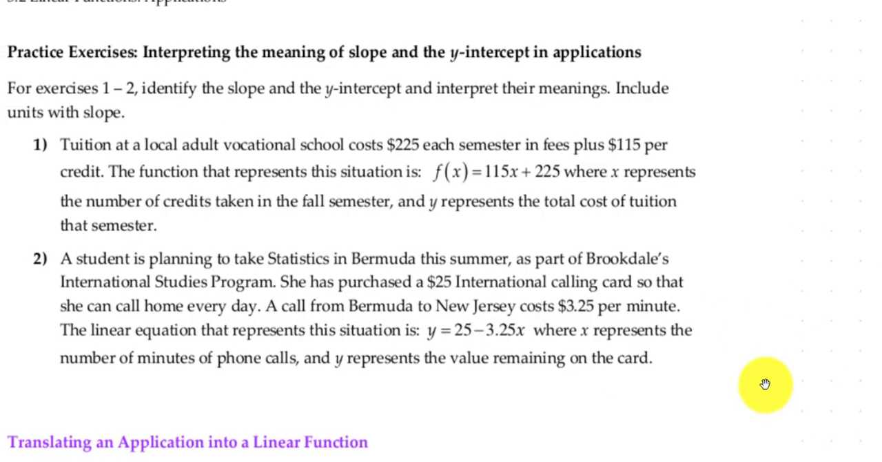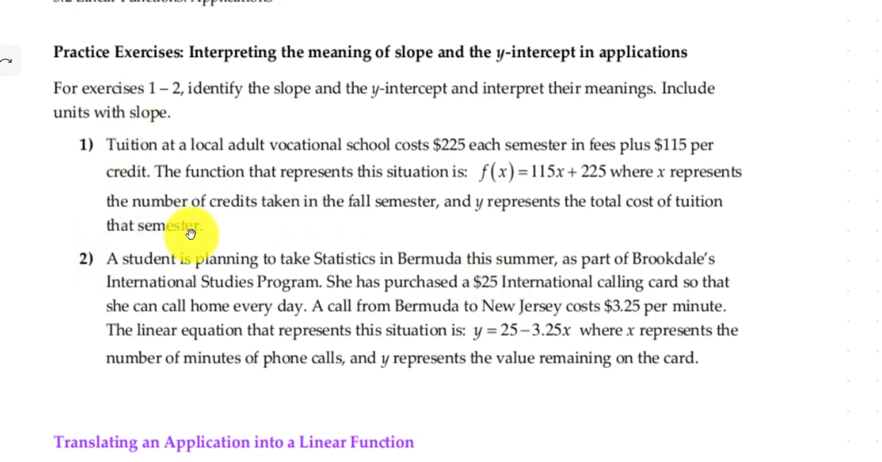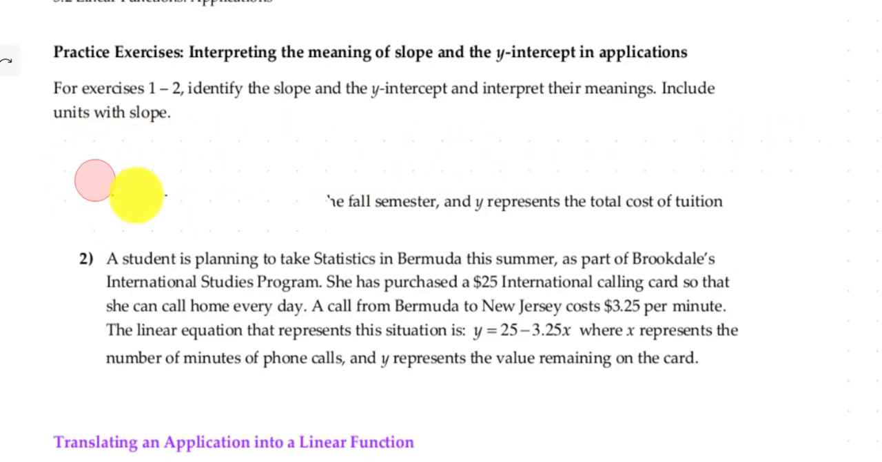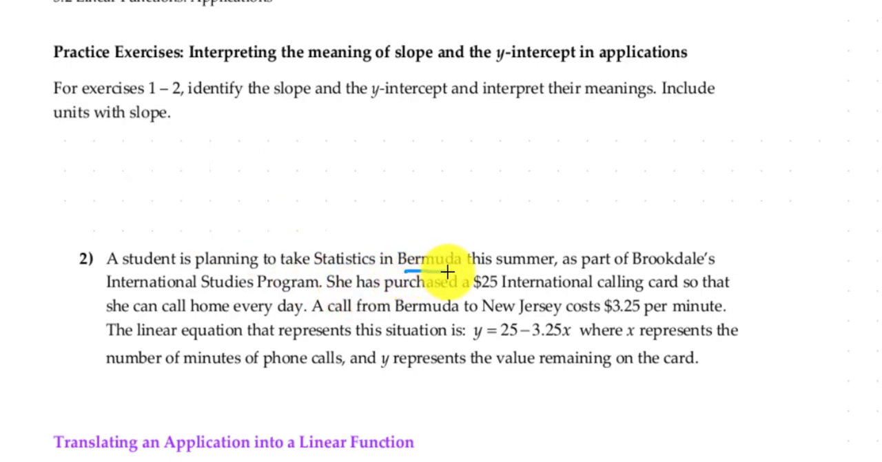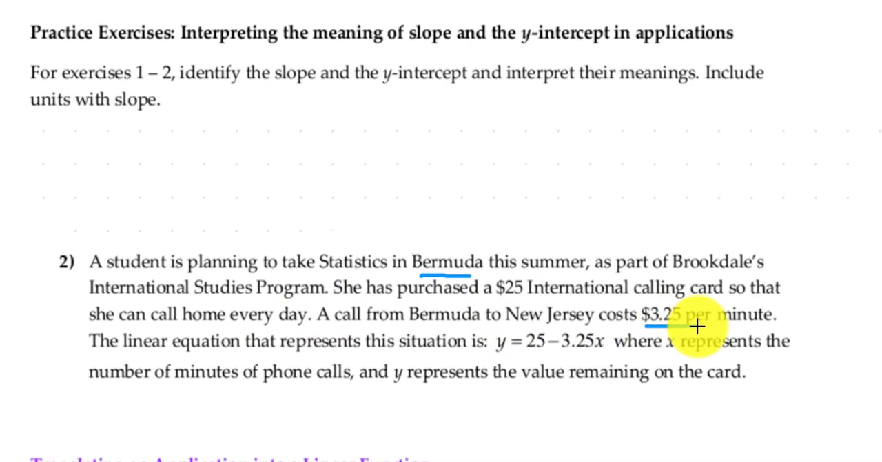All right, let's keep moving. On the next page, let's do practice problem number 2. I chose that problem because my dad was born in Bermuda, and I have cousins and family that still live in Bermuda. So I'm a little biased toward the problem that has Bermuda in it. A student is planning to take a statistics course in Bermuda this summer as part of Brookdale's exchange program. It looks like she has a $25 calling card, and every time she uses the card, it costs $3.25 per minute. And so here's the equation that represents that scenario. Identify the slope and the y-intercept.